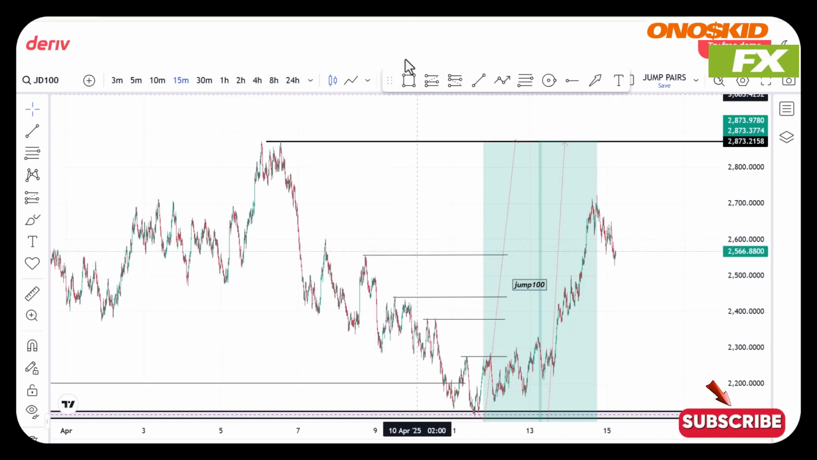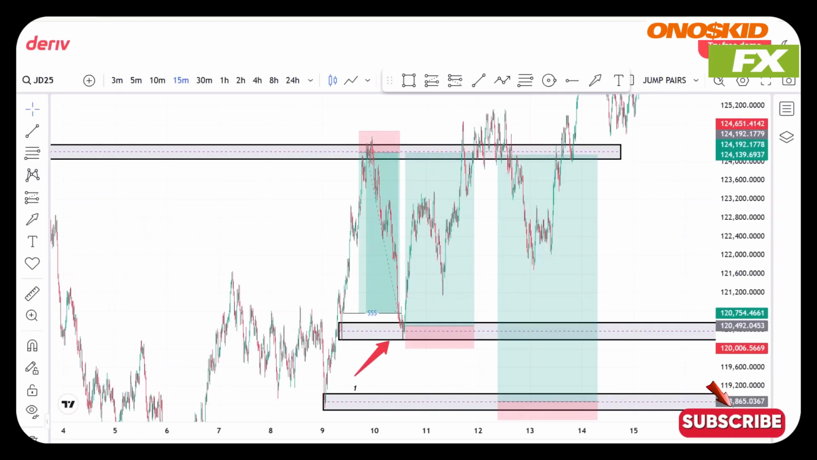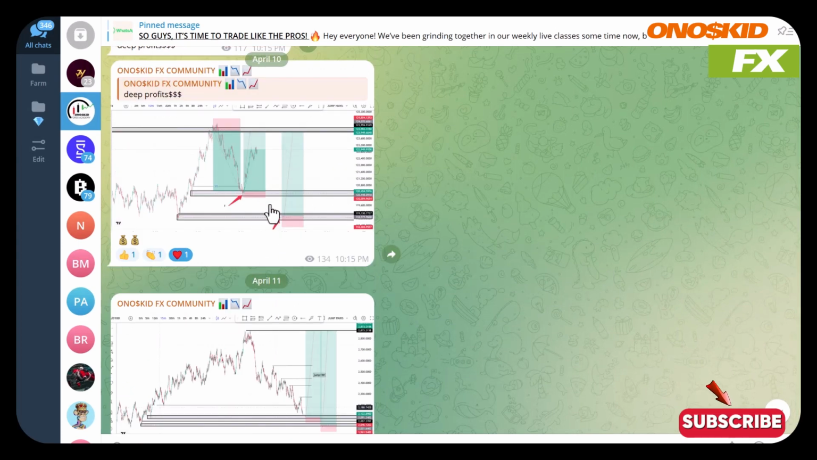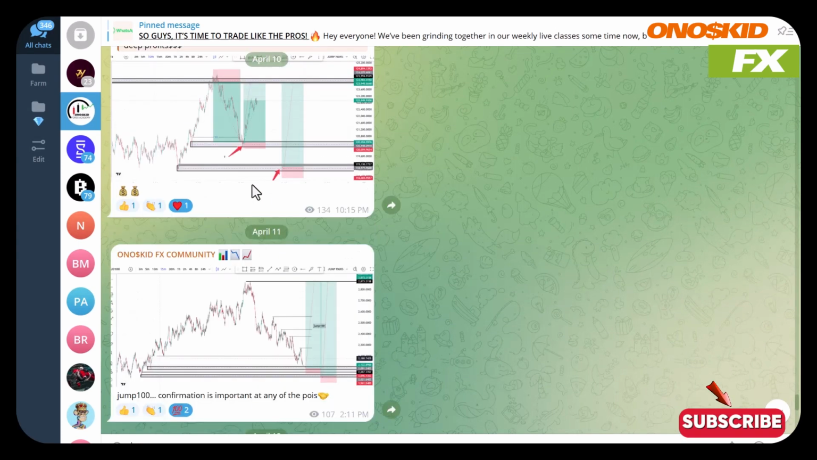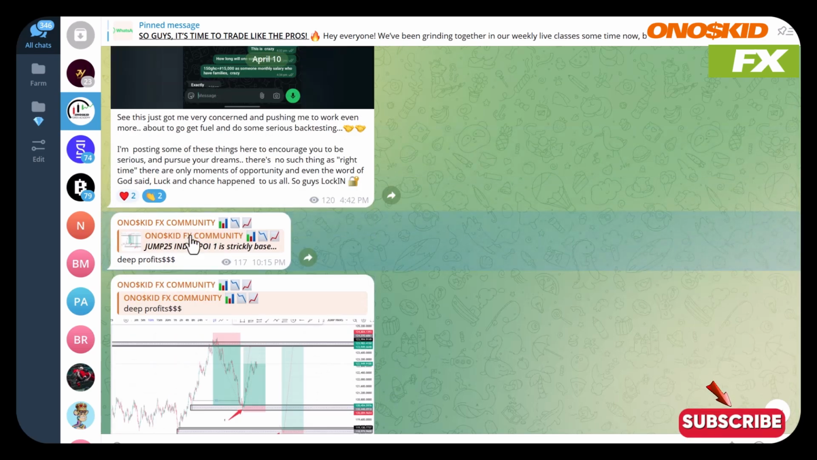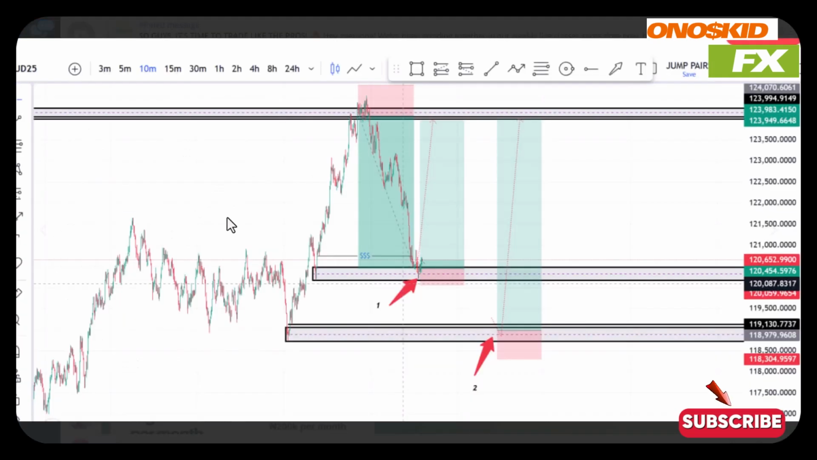Okay, so I think the last trade we took was on Jump 25. Yes, I think I also posted this on my Telegram channel as well. Okay, yeah, where is it? Where's the analysis? This is when the trade has already started playing out. Okay, yeah, this was it.